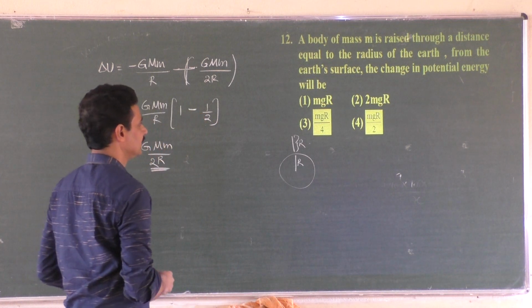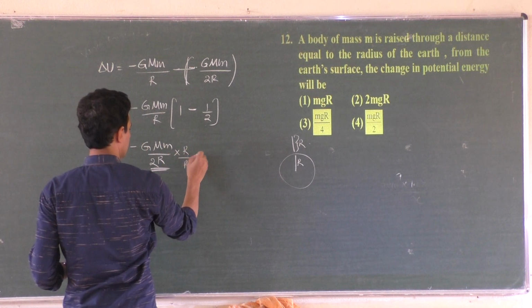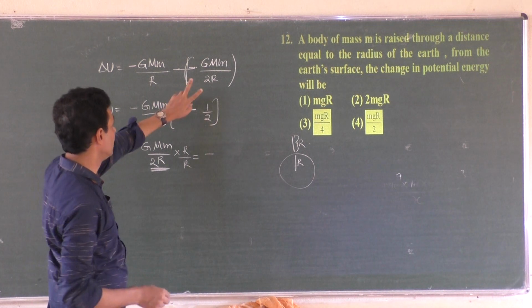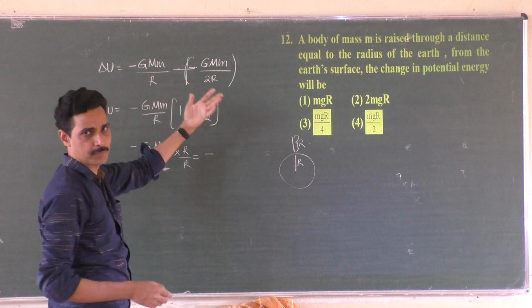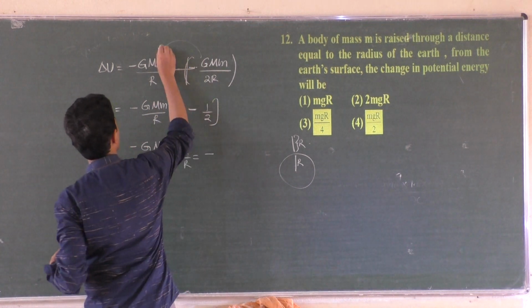They want it in the form of acceleration due to gravity, so multiply and divide by r. What will you get? Minus, of course. They want the change to be positive, which means you have to subtract this from this, and you will get a positive value. They want the change, higher minus lower, so I should have written this first and this next.